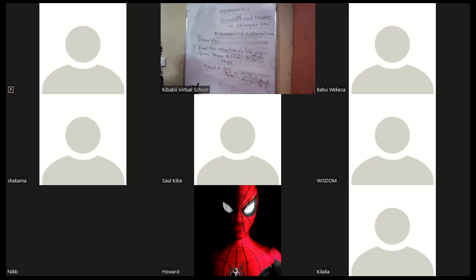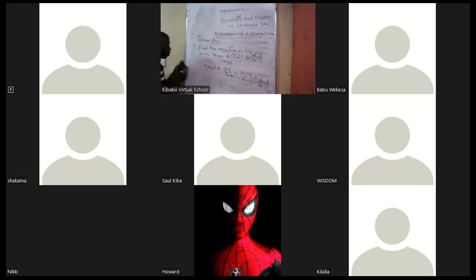Then we come back again. But the equation, it wants us to calculate the equation. But the student again will go back: how to get the gradient? The gradient is change in y over change in x. So therefore, if you have the gradient, which is now 3 over 2, is equal to change in y, you are going to use one of the points.